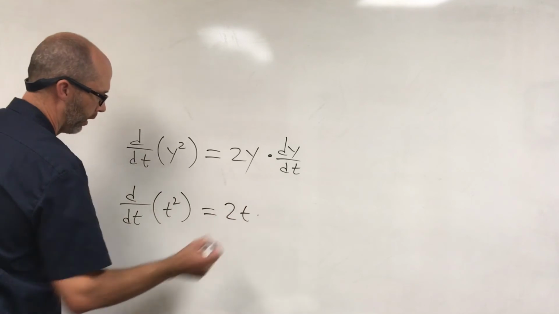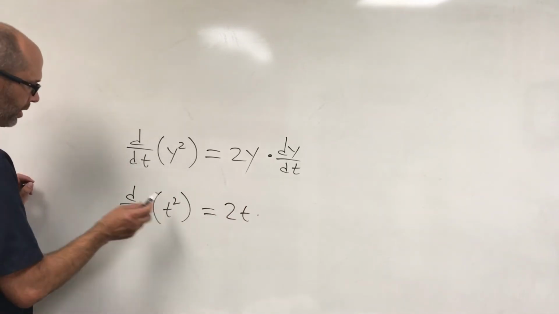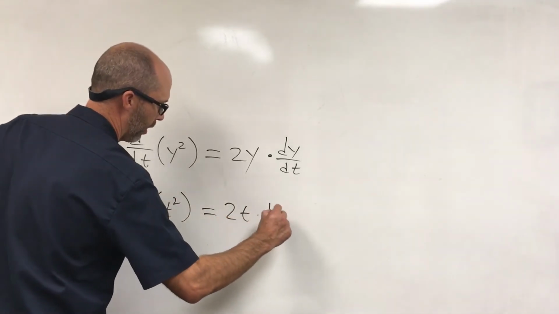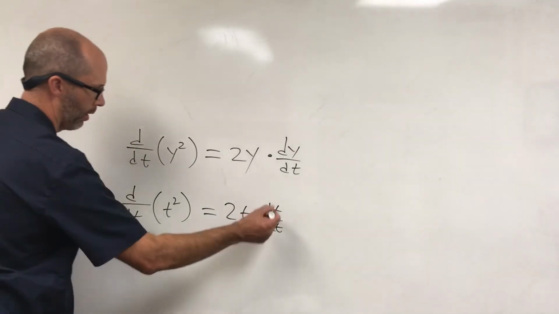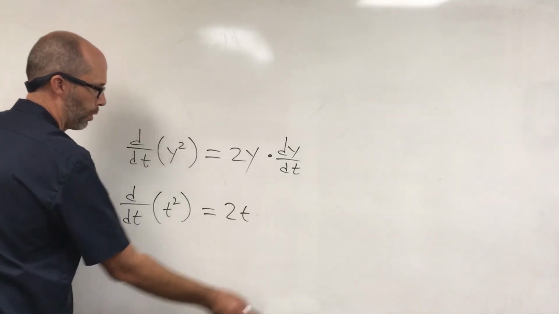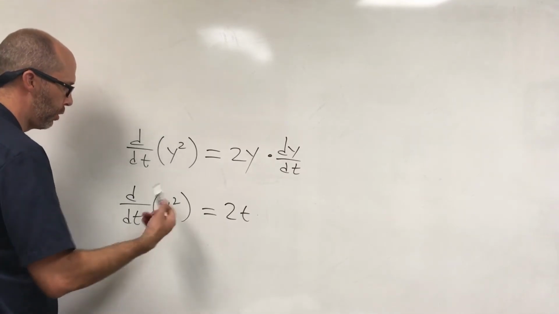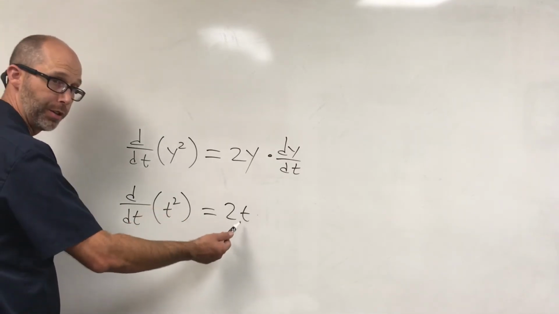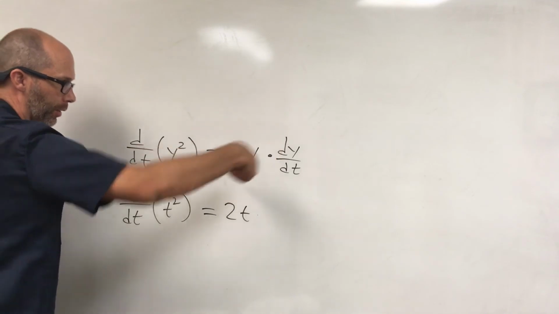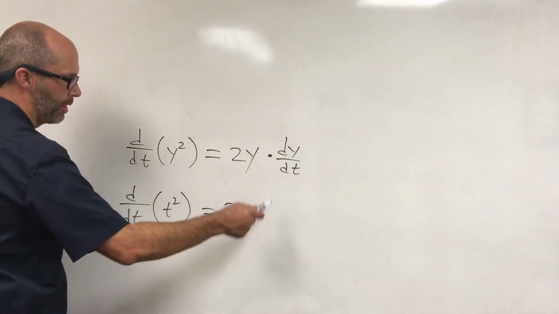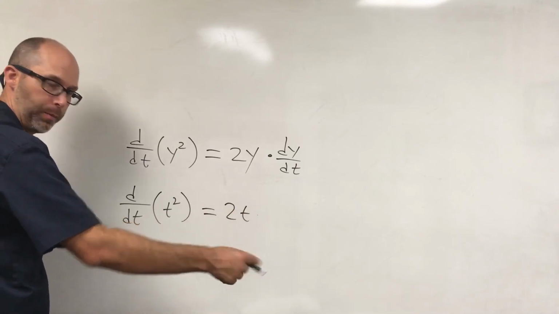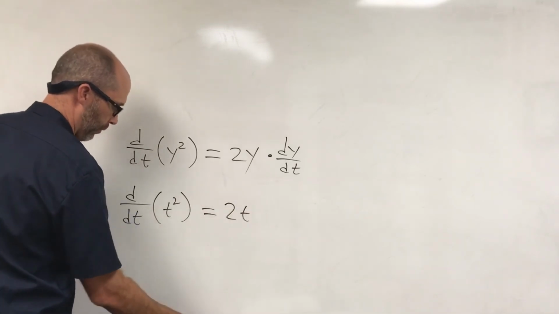Now notice if you did dt over dt, dt over dt, this goes away and you just have 2t. So when you take the derivative of t squared and you get 2t, you really are doing this. But you don't need to tack on the dt over dt. That's just 1. So, okay.